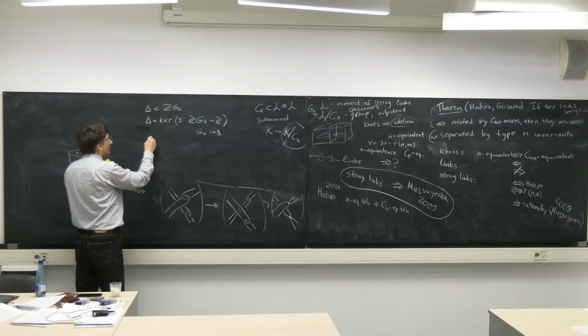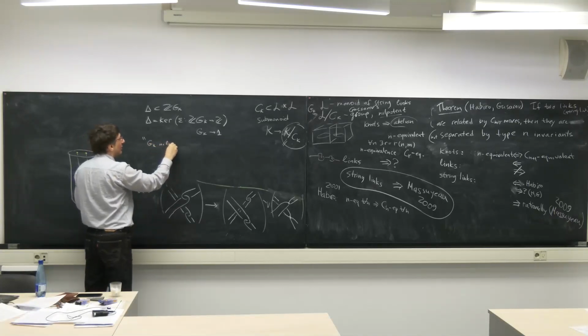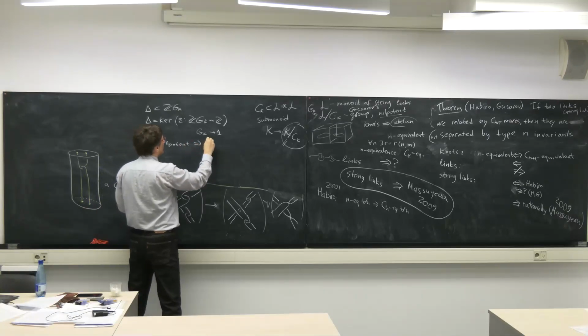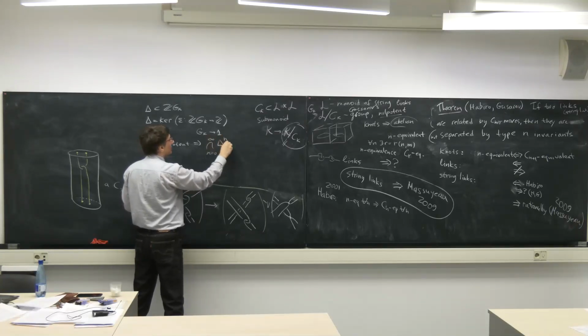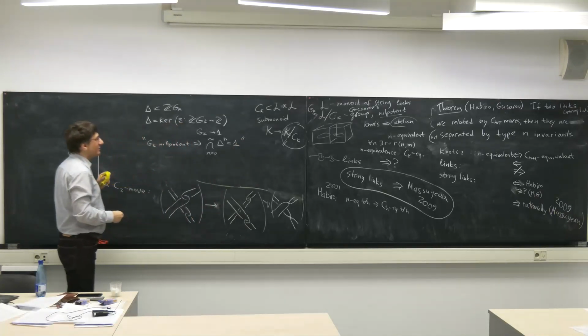And Habiro said the following, that because G_K is nilpotent, he said that the intersection of the powers of this augmentation ideal is 1. But this is false.